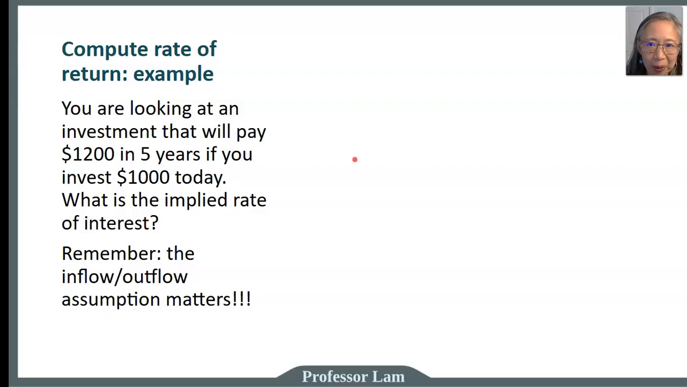Here is a very simple example of interest rate. So you're looking at an investment that will pay you $1,200 in 5 years. If you invest $1,000 today, what is the implied rate of interest? It's a hint to make sure that you put in the inflow and outflow correctly. Since this is an investment, we assume that we're going to put away $1,000. So we're going to make that negative. We're going to get back, so this is the inflow, we're going to get back $1,200 in 5 years.